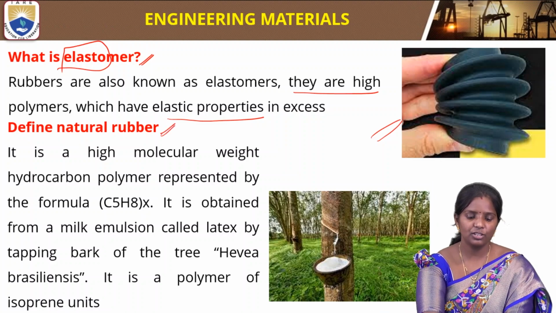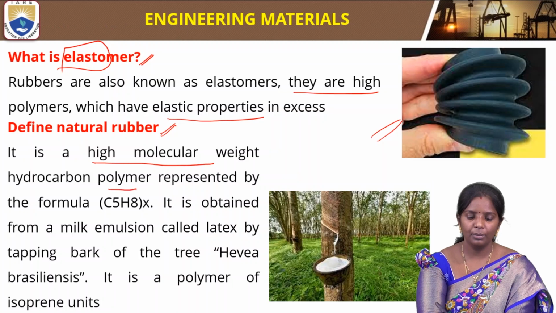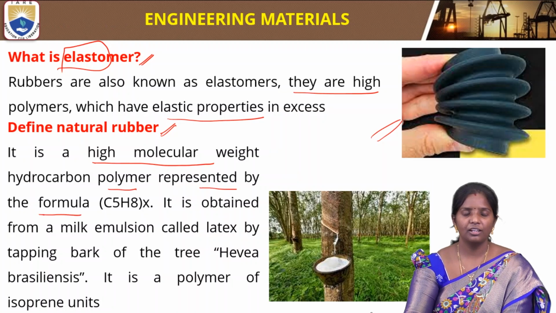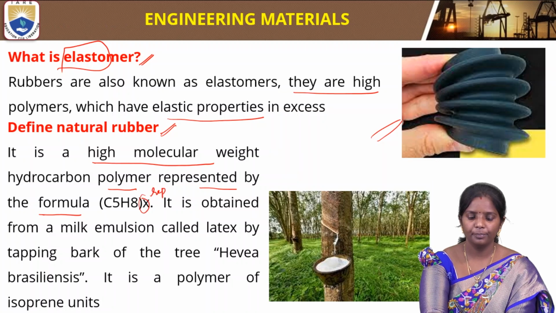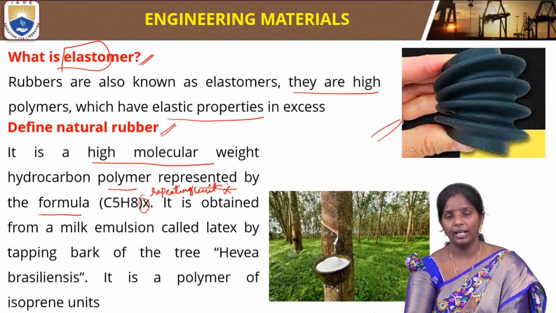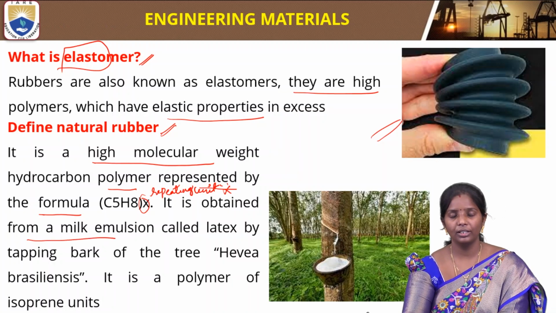Then, define natural rubber. Natural rubber is a high molecular weight hydrocarbon polymer represented by the formula C5H6 taken x times. It means x is the number of repeating units, so depending on our product, x times is added. It is obtained from a milk emulsion called latex.